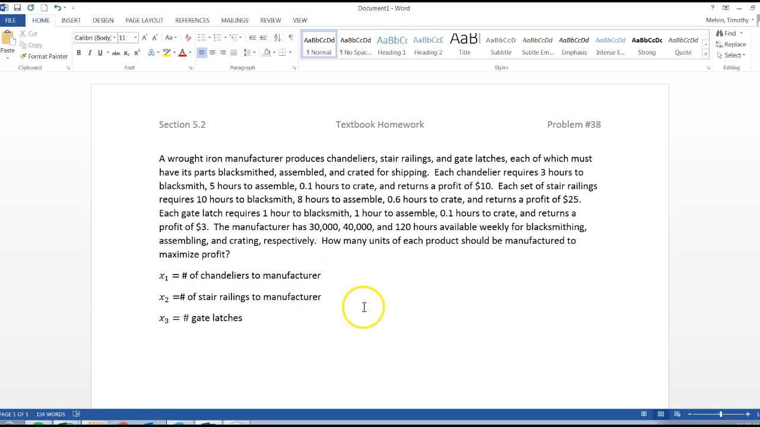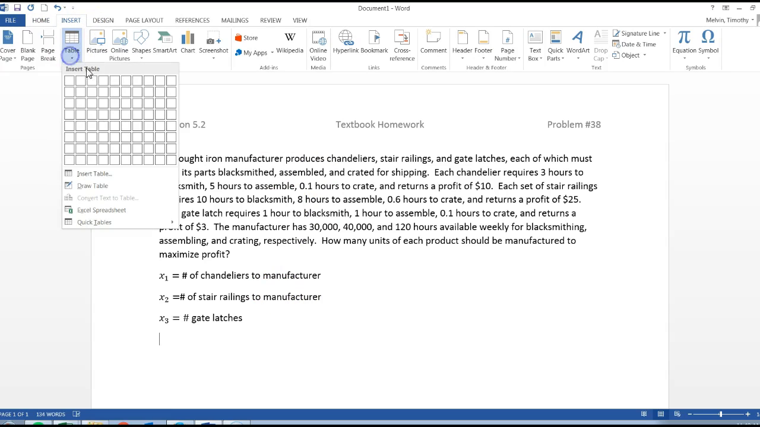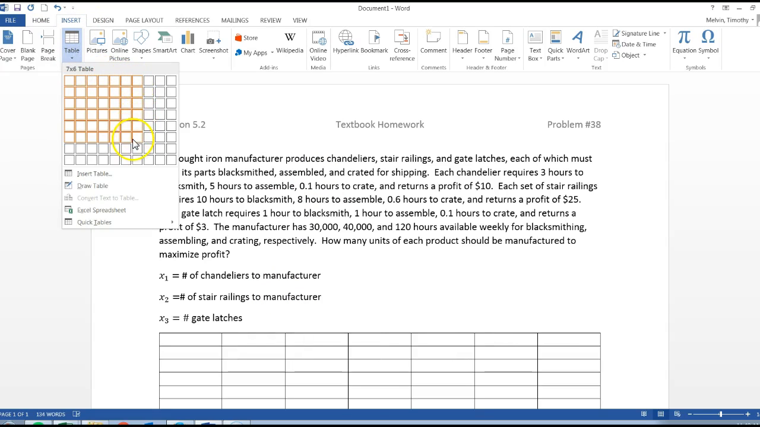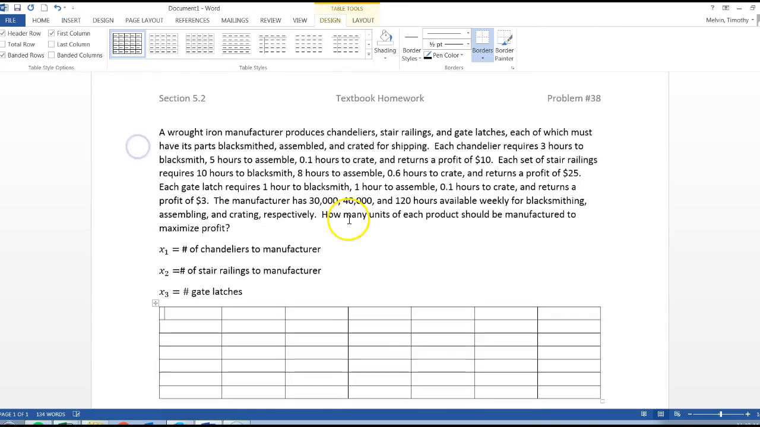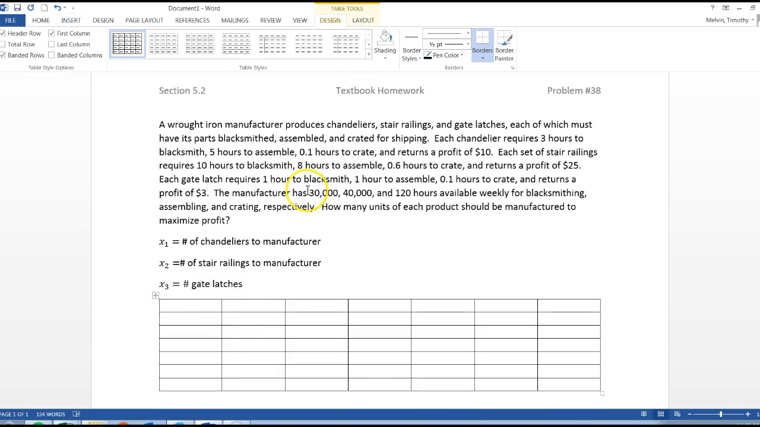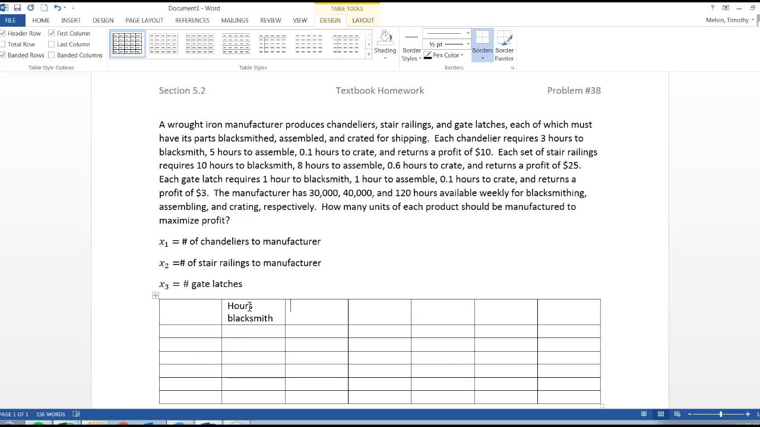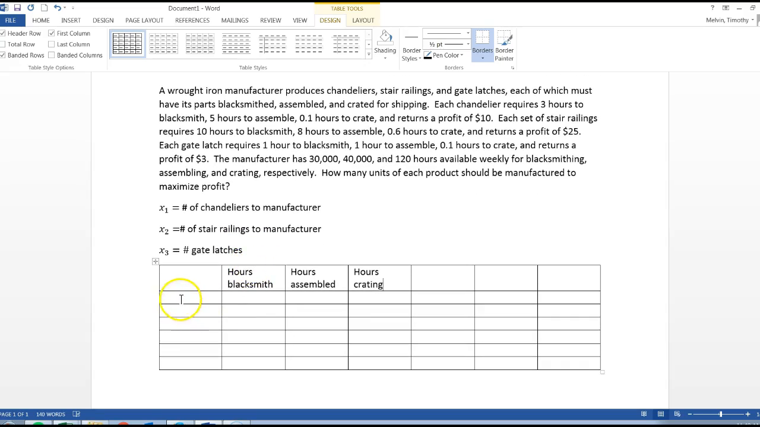Now I'm going to set up a table. To stay organized, I don't know how many columns we need, so I'll go a little extra. I want to think about what the issues are here. We need to think about hours to blacksmith, hours to assemble, and hours creating. And then we have the chandeliers, the railings, and the latches.